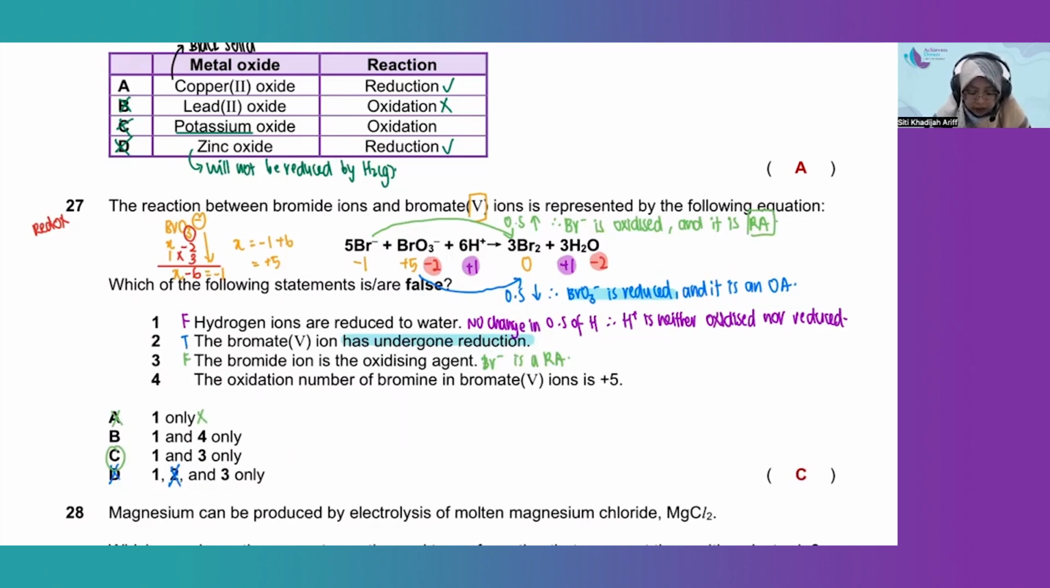But let's take a look at why statement 4 is not false. The oxidation number, or oxidation state, they are used interchangeably, of bromine in bromate(V) ion is plus 5. This is true, because we've already calculated it as plus 5. So 2 and 4 are true statements. Hence, the best answer for question 27 is option C.